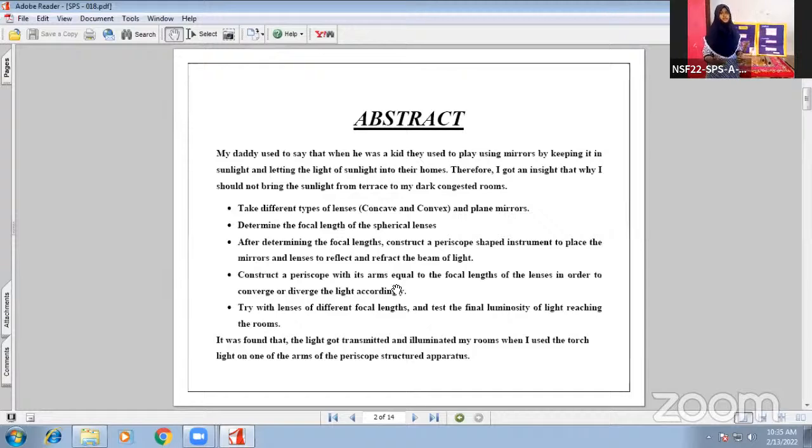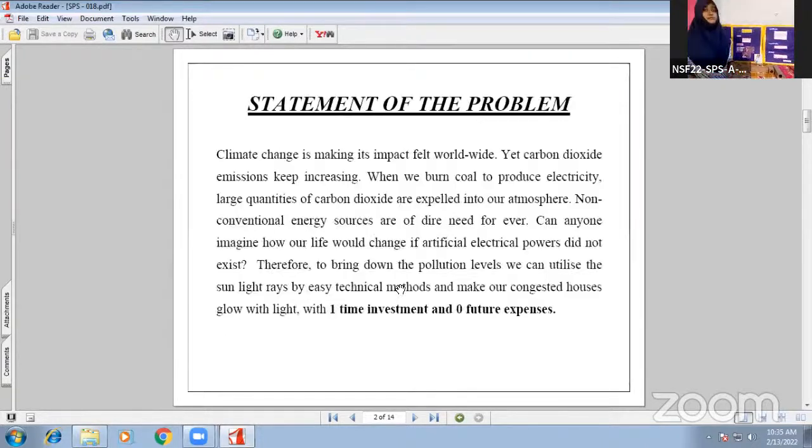So I got the insight: why not let the sunlight on the terrace into our homes and light them up? I have made this project using easy technical methods without the aid of electricity, with a one-time investment and zero future expenses. The reason why I took up this project is that climate change is impacting the whole world, and yet carbon dioxide emissions keep increasing.